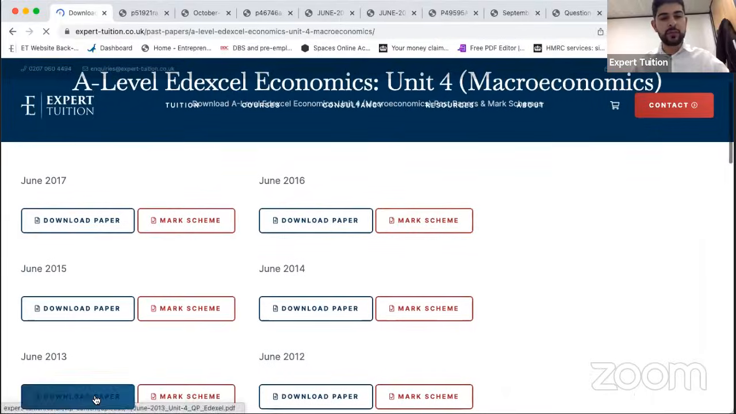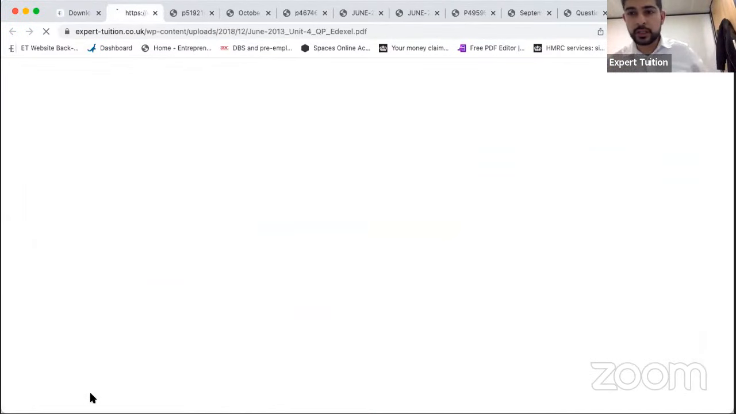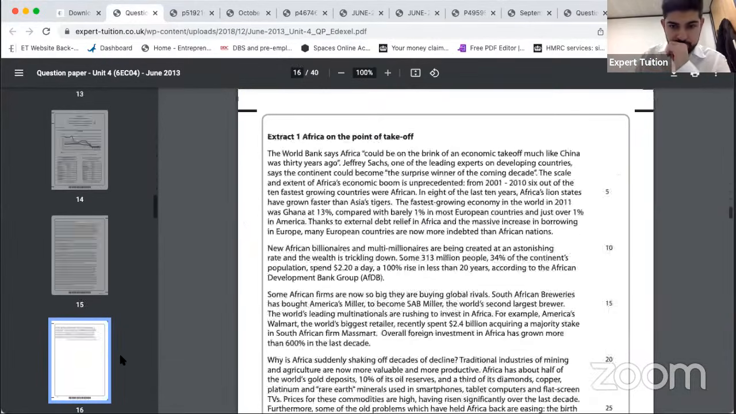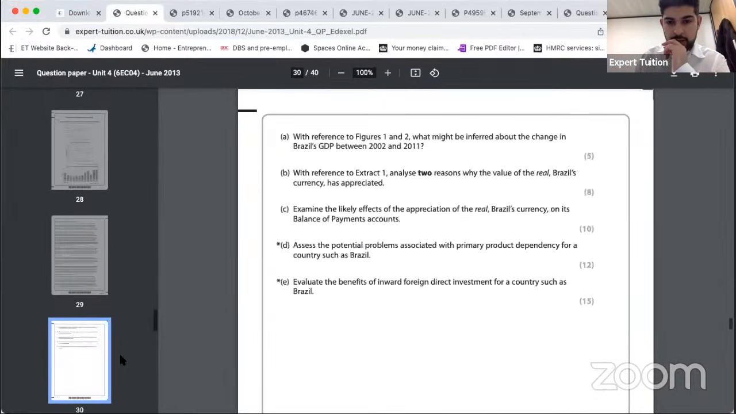Just want to flag up a slight difference between the 2 questions. The Brazil one is a 10 marker and it's worded slightly differently. So the second extract is about Brazil. Here we go. It has this: examine the likely effects of the appreciation of the real, Brazil's currency, on its balance of payments accounts. Notice that this does not say on the Brazilian economy. You are therefore limited to talking about basically exports and imports of the balance of payments here.